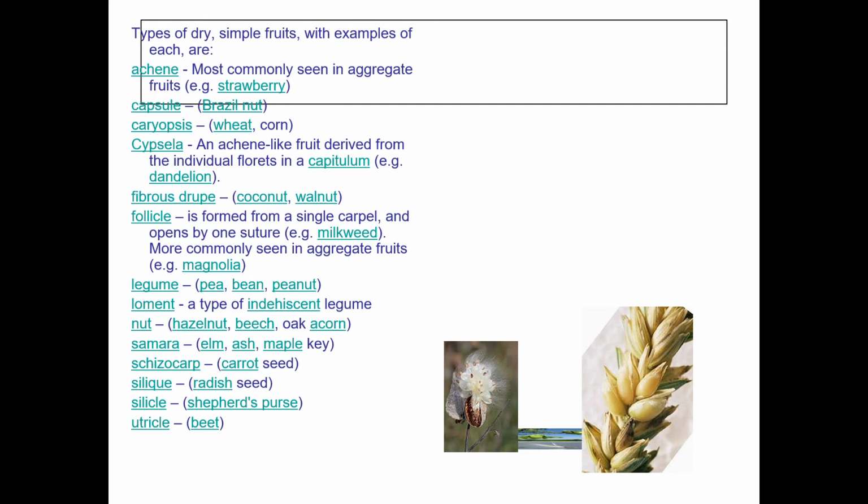A fibrous drupe, all kinds of things, like walnuts and coconuts. Cypsela, like a dandelion, that's a type of fruit. That little thing that you think is just a seed on the end of what floats through the air, that's a type of fruit. Caryopsis, like wheat and corn. A capsule, like a Brazil nut, and an achene, which is a strawberry.